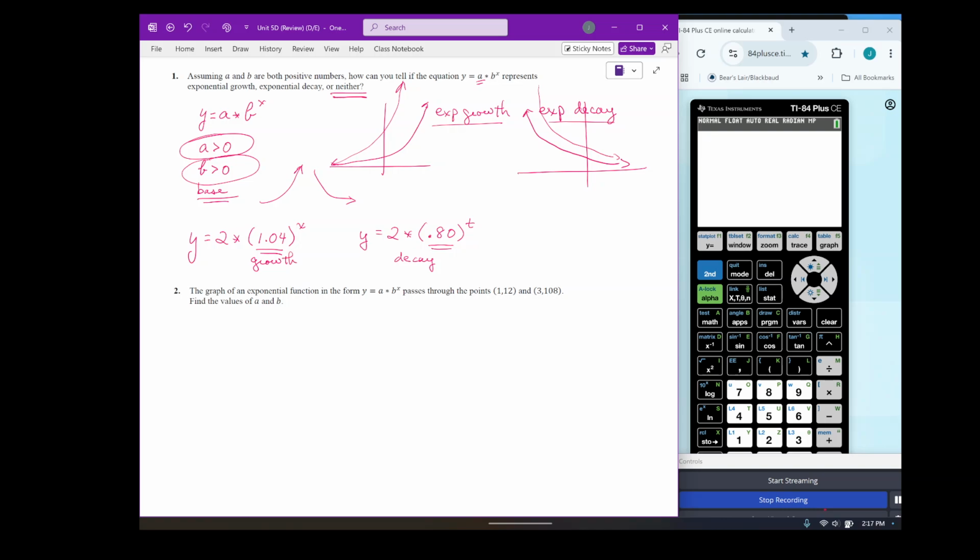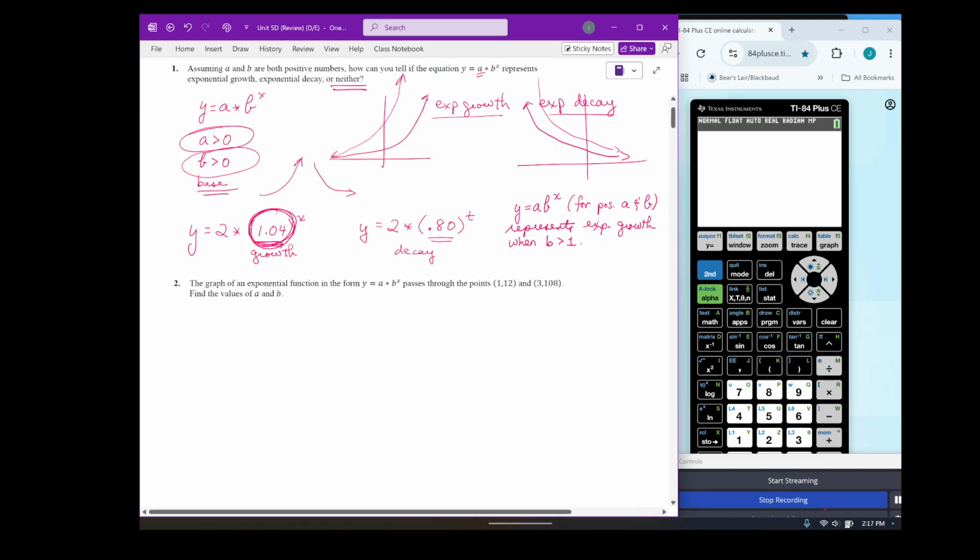So really what this comes down to is y equals ab to the x for positive a and b represents exponential growth when b, the base, is greater than 1, right? Because that means you're getting more than 100% of what you had each time.